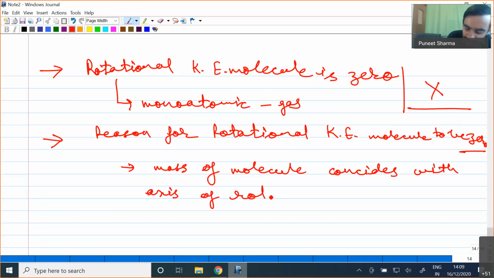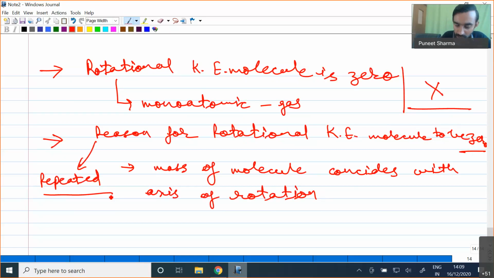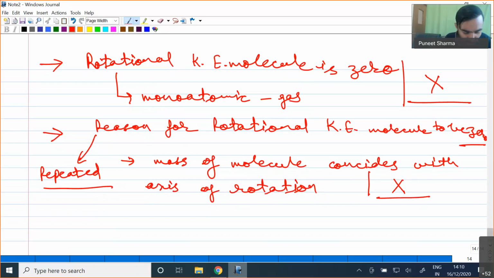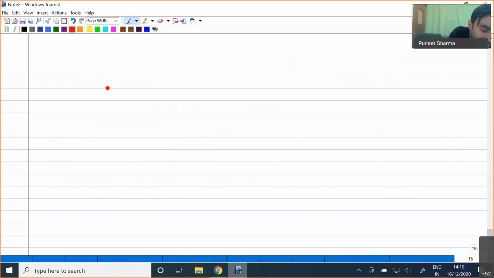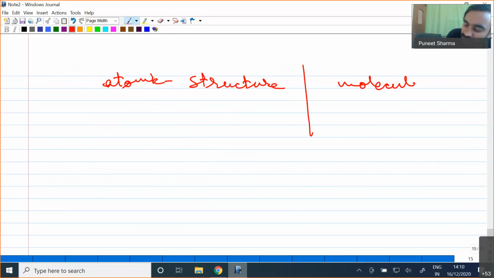These options were confusing, and at the same time this question is actually repeated. This question has come 2 times in your quiz. So I am discarding this question also. Then there were 2 more questions which had issues. One question was about atomic structure, and one was about molecular structure. These were also confusing questions.